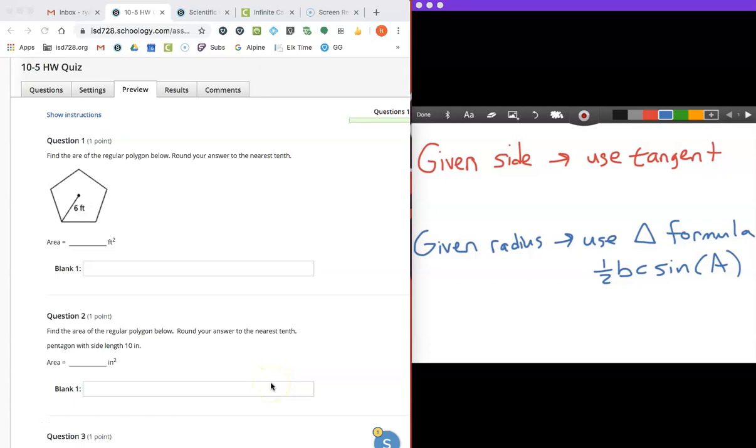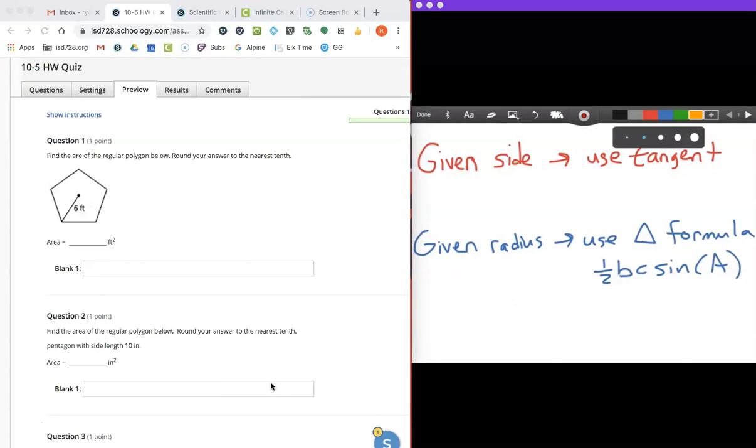I'm going to make a video for the 10-5 homework quiz. Now, a lot of you were frustrated with your score. I've been going through and hand grading them because of the rounding that can be so picky. So you might have had an answer that was close and you might have done it right, but rounded somewhere differently. But here's what I want to show you before we start.